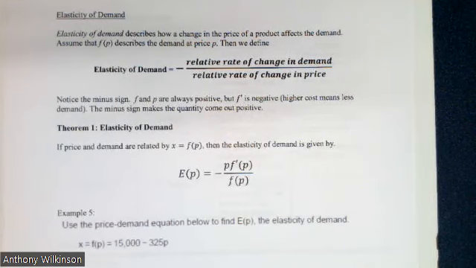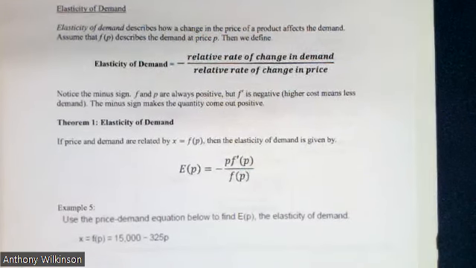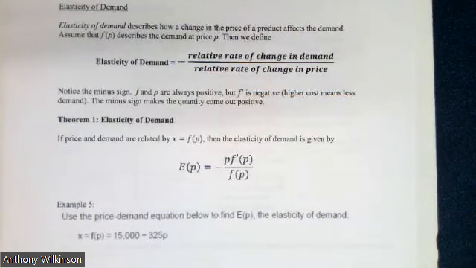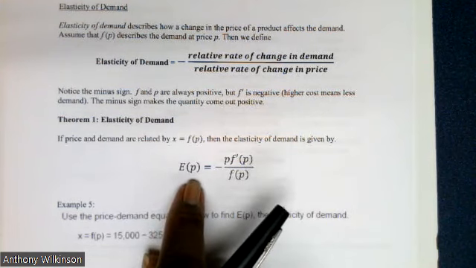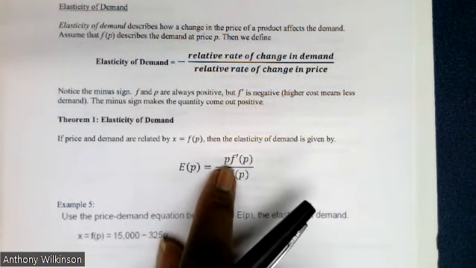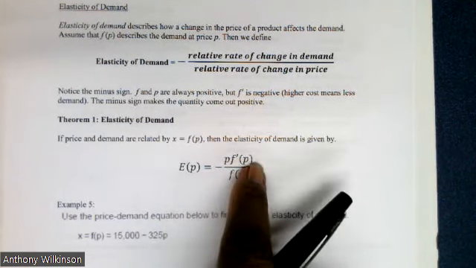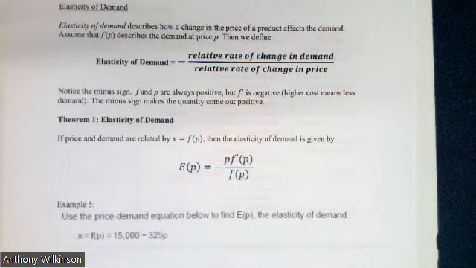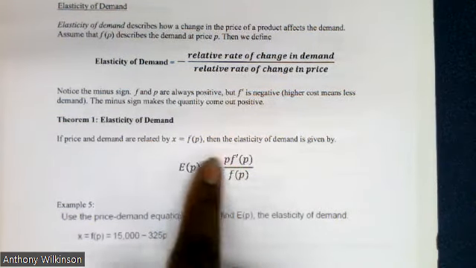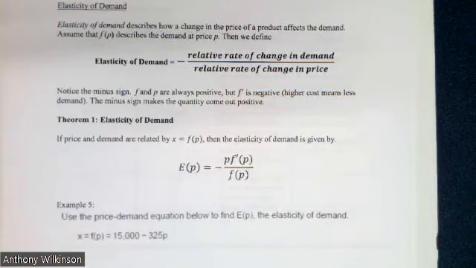All right, so now for a theorem that deals with elasticity of demand. If price and demand are related by x equals to some f of p, then the elasticity of demand is given by this formula. E of p is going to be equal to the negative of p, which is our price, times f prime of p, divided by f of p. Okay, so here we're going to be using this in these examples.